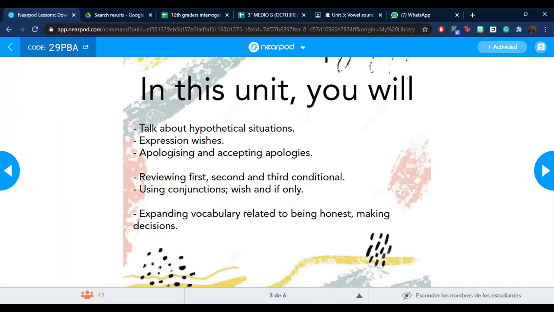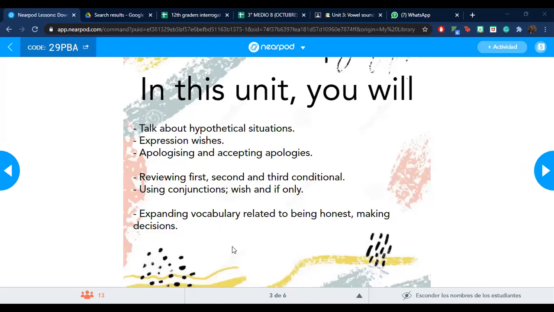First of all, we'll be talking about hypothetical situations. Situations that are not real, and these are good because in that case we'll be able to put ourselves in the shoes of that person and make a decision. Also, we'll be able to express wishes, apologizing and accepting apologies. And we'll be reviewing also the first, the second, the third conditionals and some conjunctions like wish and if only, which are used to represent hypothetical situations.